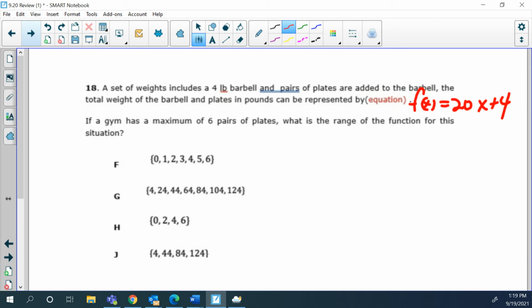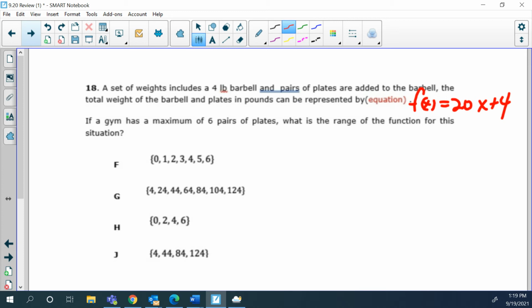Very similar, all right? The gym has a set of weights and a 4-pound barbell, and pairs of plates are added to the barbell. The total weight of the barbell and plates in pounds can be represented by the equation given right there. Now, if the gym has a maximum of 6 pairs of plates, what's the range of the function?